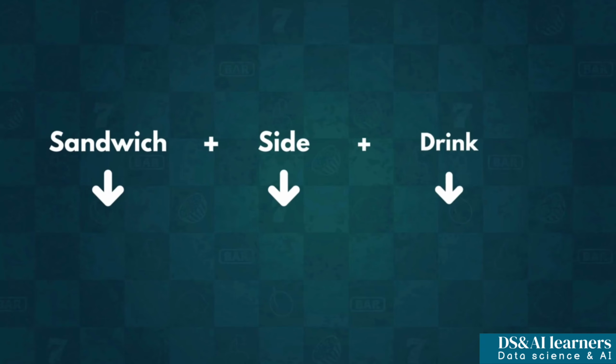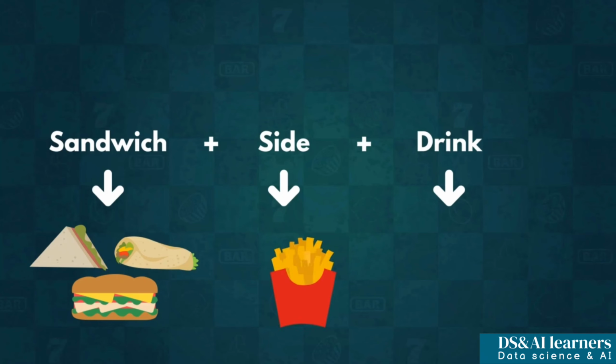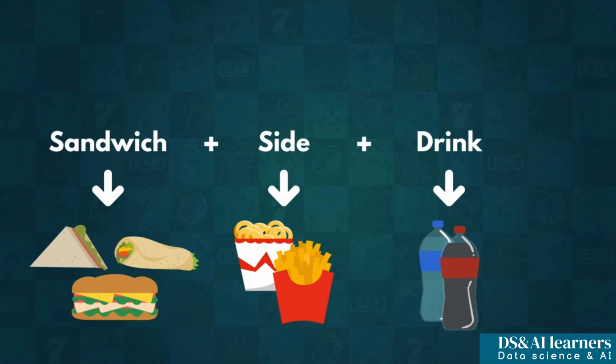Each menu consists of a sandwich, a side, and a drink. They offer 3 types of sandwiches: a panini, a Philly cheesesteak, and a veggie wrap. The sides they have available are only fries and onion rings, and the drinks they offer are cola or water.